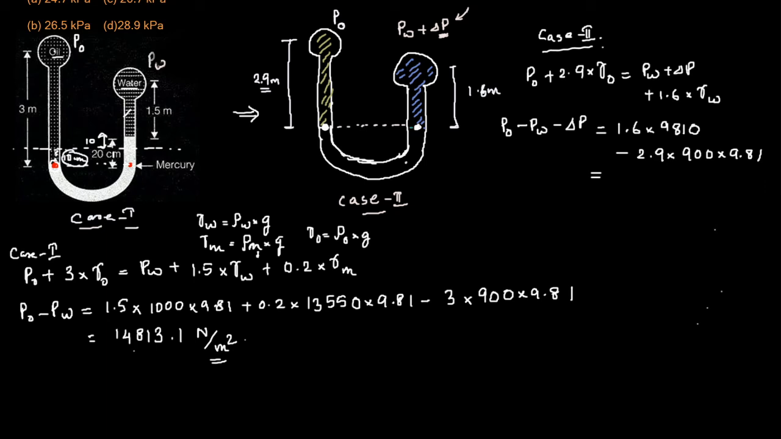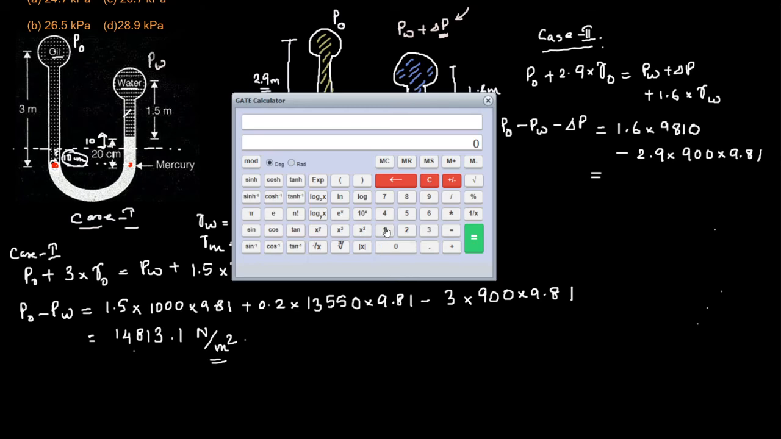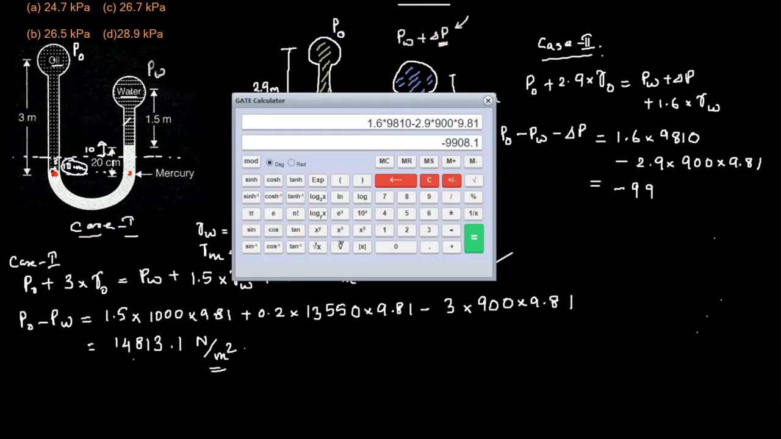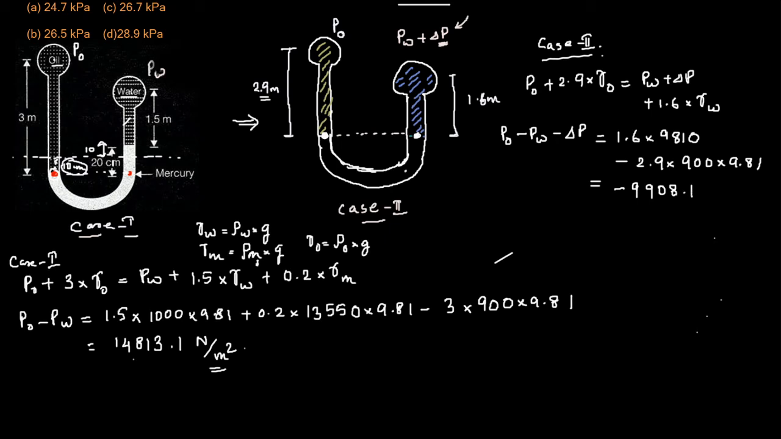We will take the calculator: 1.6 into 9810 minus 2.9 into 900 into 9.81, which will give us minus 9908 Newton per meter square.